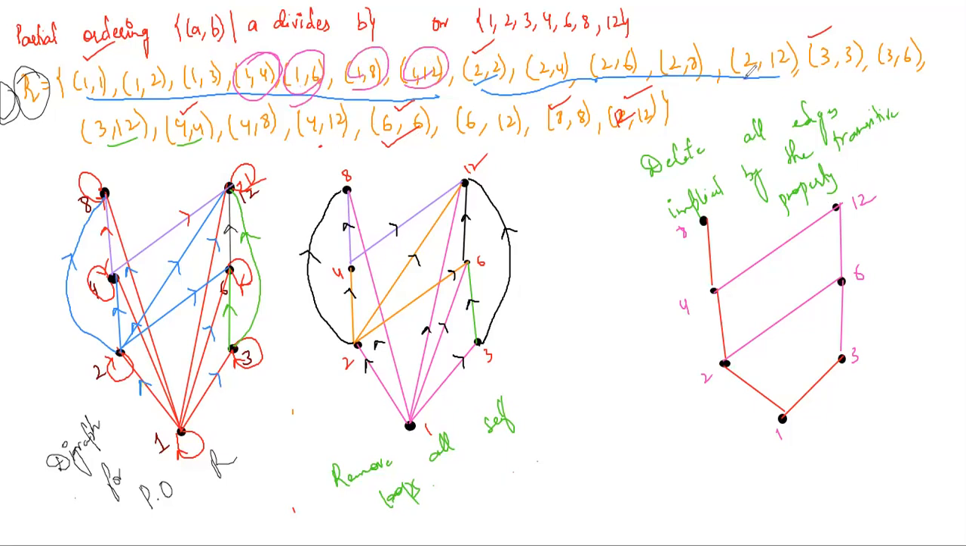What about 2, 12? If you have 2, 6 and 6, 12, that is, if AB, BC exists, then if it is transitive, AC should also exist in R. If your AB is 2, 6 and BC is 6, 12, then 2, 12 is an obvious property of transitivity. So this is directly shown.